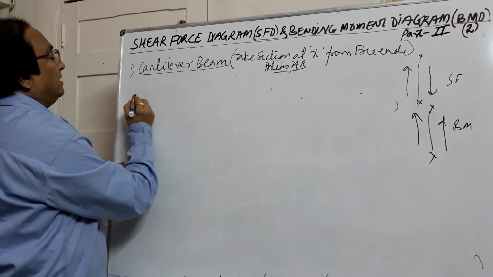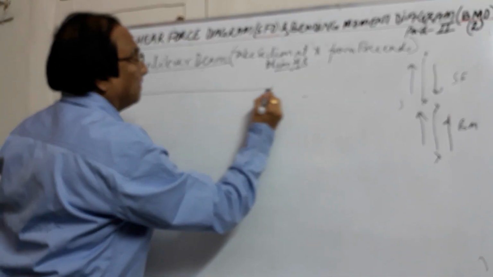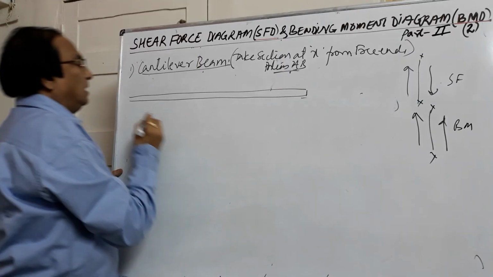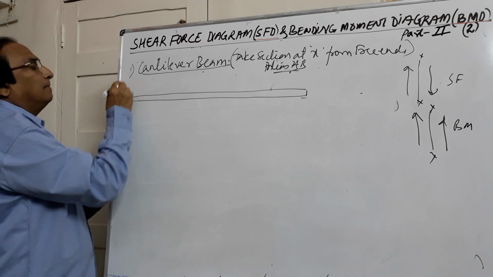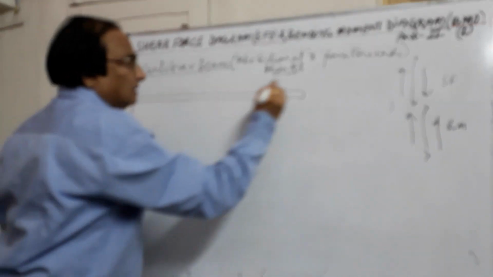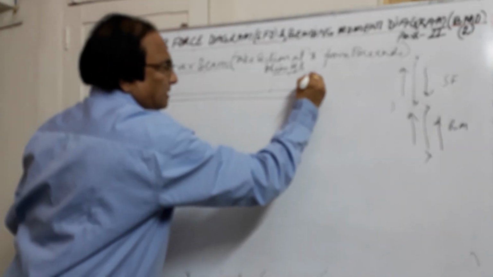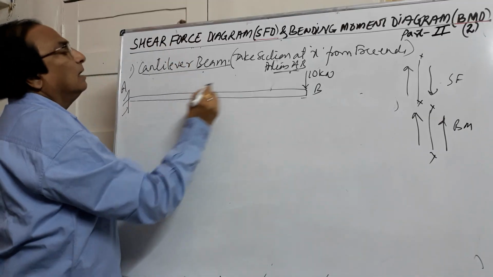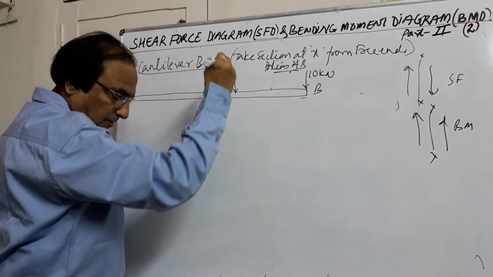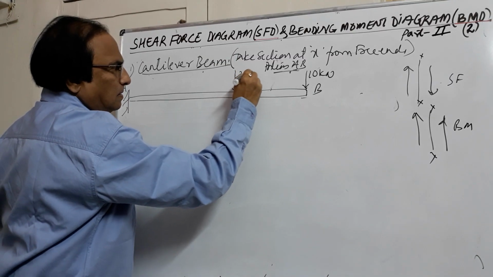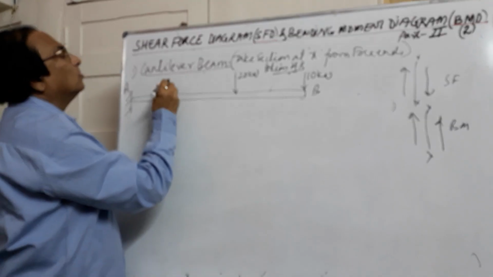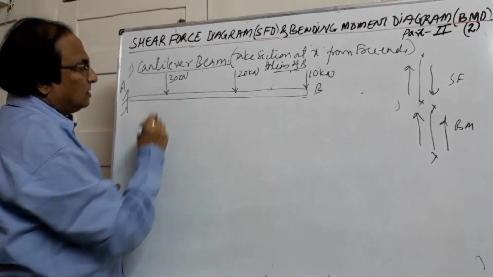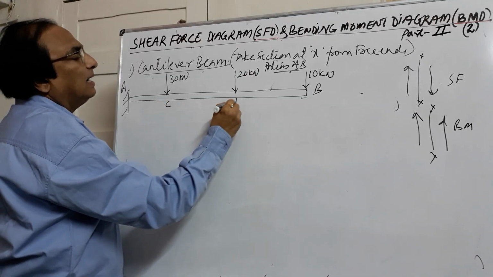So let us take a cantilever beam. It is fixed at the end A. It is carrying the load at the free end. Let this be 10 kilonewton. This is the point B. Then another load here, let this load be 20 kilonewton, another load here, let this be 30 kilonewton. So let these points be C and D.